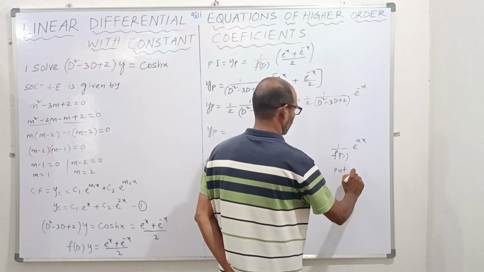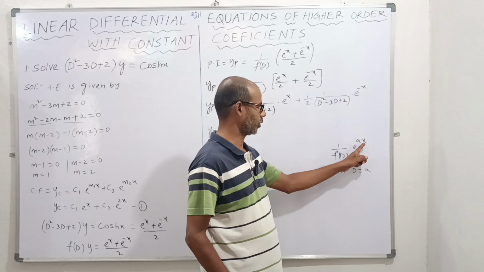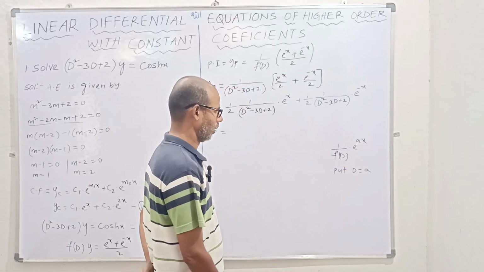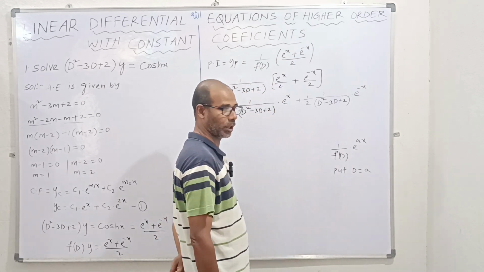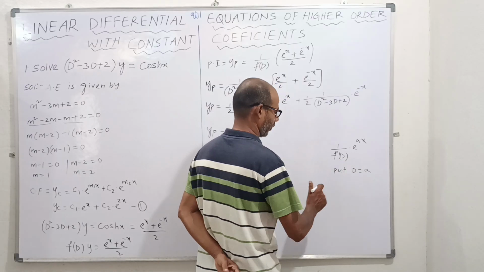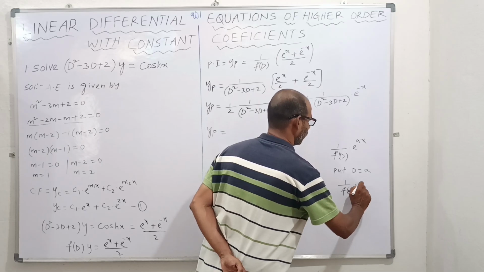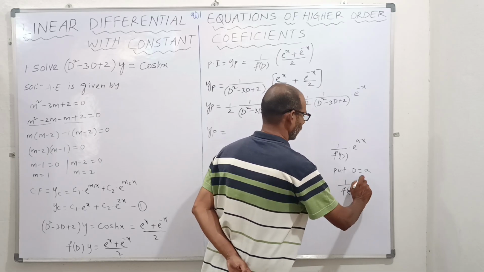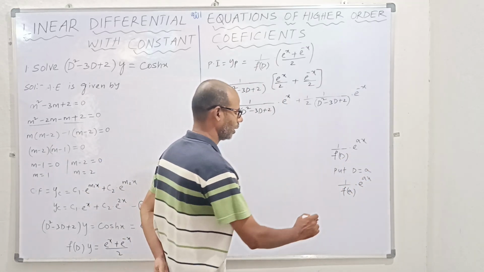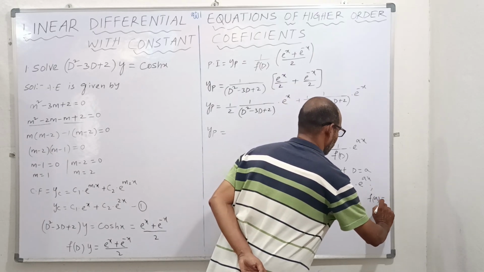Put D equals a. What is a? A is the coefficient of x in e power ax, right? So provided the denominator is not equal to 0, instead of D, we will put D equals a. So that is 1 by f of a into e power ax. So that is a rule. That is the first case, provided f of a is not equal to 0.